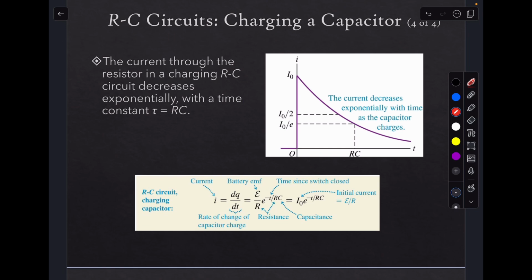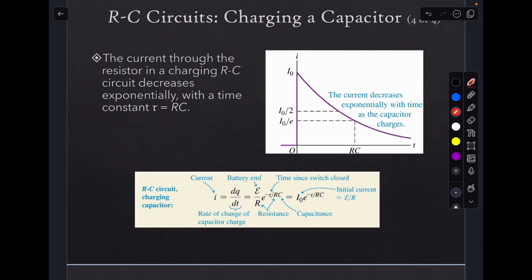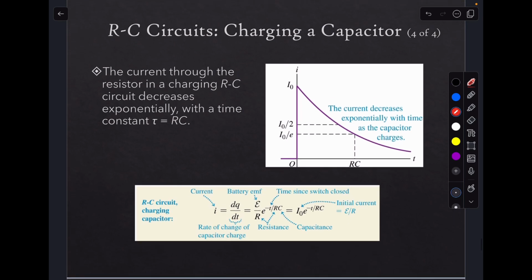And certainly as you increase t, you can see how e to the minus t would decrease eventually to zero. That's how exponential functions work. So these two equations describe the charge and the current through a capacitor as we're charging the capacitor.